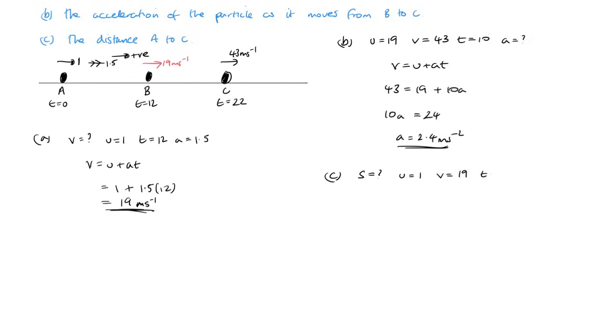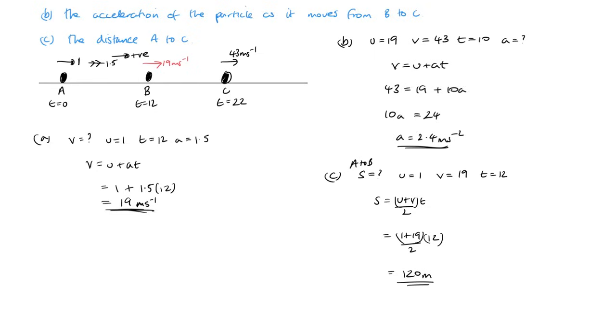So from A to B, we get S equals U plus V over 2 times T. Notice I always write my formulae out every time, because that's what helps me remember it. So this is 20 divided by 2, which is 10, times by 12, which is 120 meters.